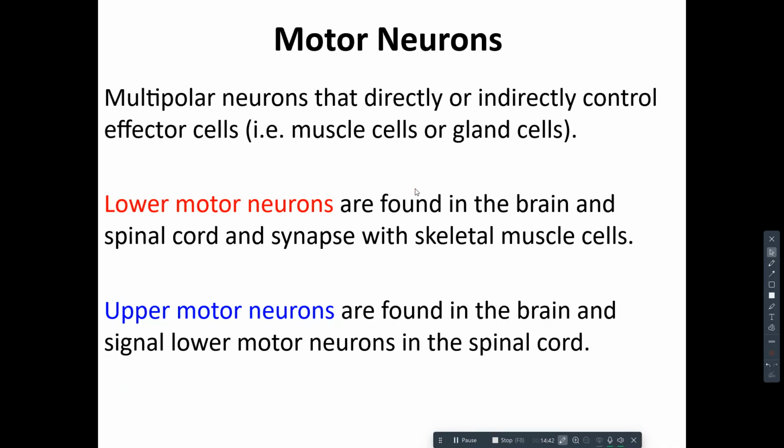Now, motor neurons are multipolar neurons that are either going to directly or indirectly control effector cells. And remember, effector cells are generally muscle cells or gland cells. There are actually two kinds of basic motor neurons that are known as the lower and the upper motor neurons. Lower motor neurons are found in the brain and the spinal cord, and they directly synapse with skeletal muscle cells. Upper motor neurons are found in the brain, and they're going to signal the lower motor neurons in the spinal cord. So two different types here.